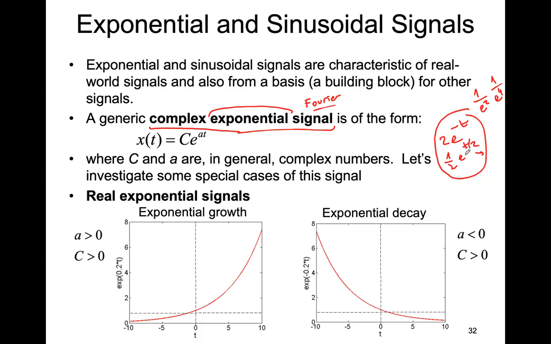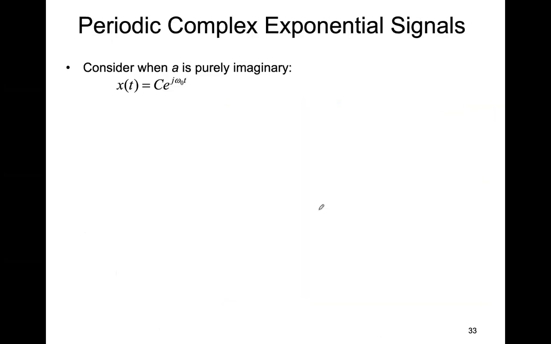If you put 2 here, e to the power 1. If you put 4, e to the power 2. If you put 8, this will be e to the power 4. So this will be increasing as we increase t. So I hope you remember all these things. It's very easy if you think about real exponential signals.